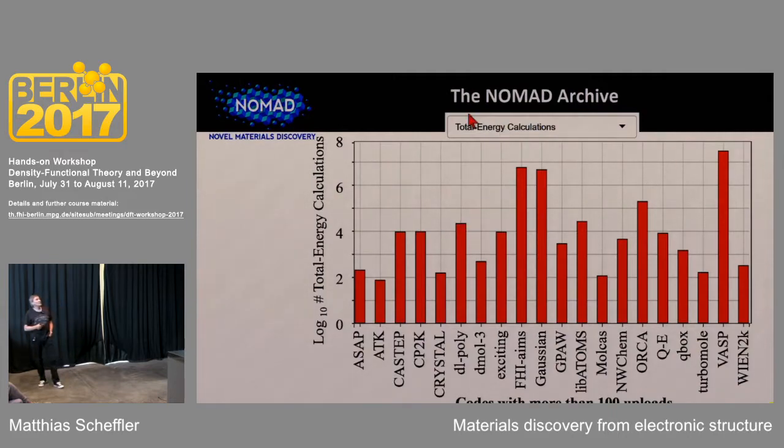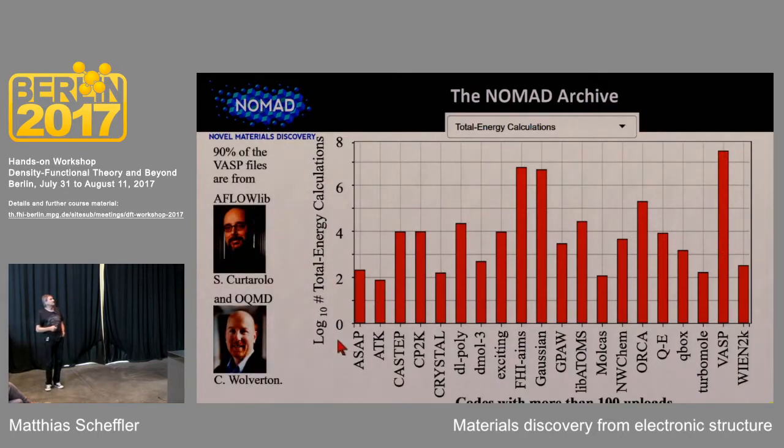Here we have the NOMAD archive, the number of calculations as a function of different codes, where we only list the codes which have more than 100 uploads. So you see codes which you probably know, like CASTEP or CP2K, exciting, FHI-aims, Gaussian, GPAW, Quantum Espresso, VASP, and WIEN2k. VASP is still the leading. This is very important, this is a logarithmic scale. So VASP is somewhat above 10 to the 7, that means more than 10 million.